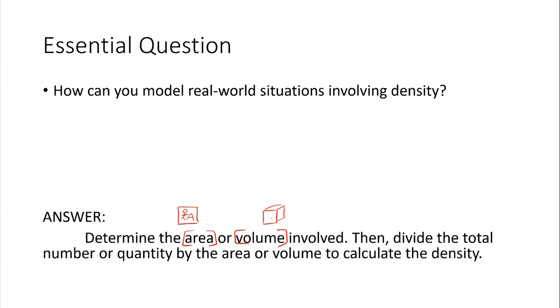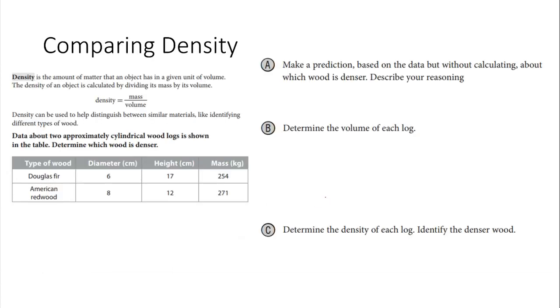All right, and basically you're just going to take the area or volume and then divide it by the total number or quantity by the area or volume. So the number of people, okay, or just the atomic scale, aka mass. So that's something important, or quantity, okay, by the area or volume to calculate the density. So let me show you what I'm talking about.